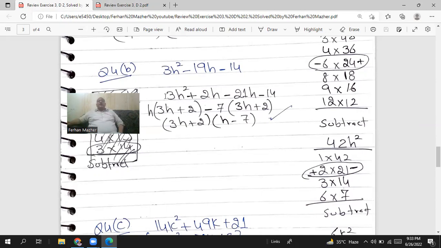And from the first two terms, you can see the h is common. So you are left with 3h plus 2. From the last two terms, minus 7 is common. So in the bracket, you are left with 3h plus 2. When you take negative common, the sign changes.